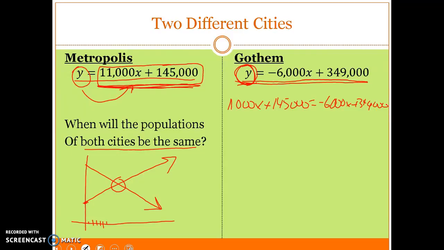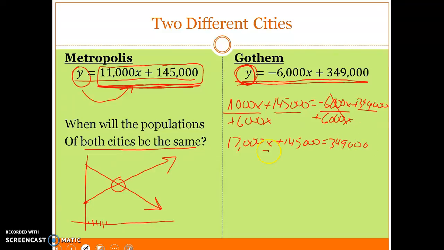And so I have two x's. I have to get the x's on the same side of the equation. So what I'm going to do is add 6,000x to both sides. The reason I'm going to do that is because now those will go away. Negative 6,000x plus 6,000x is nothing. And so I'm going to have 11,000x plus 6,000x, which is 17,000 times x. I still have the plus 145,000, and that equals the 349,000 on the other side here.